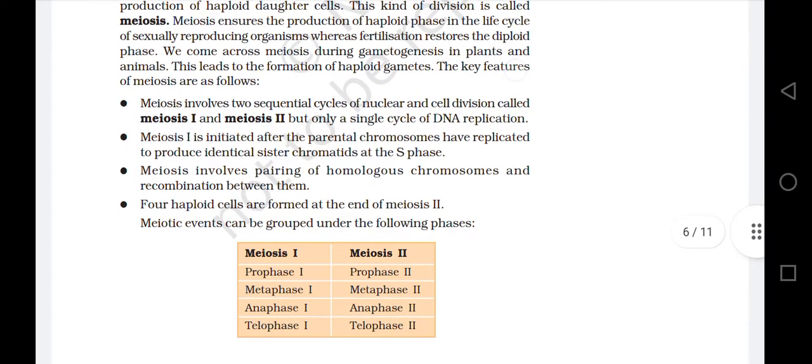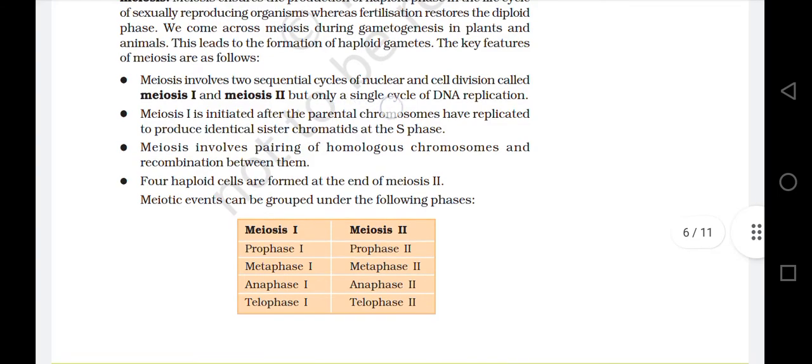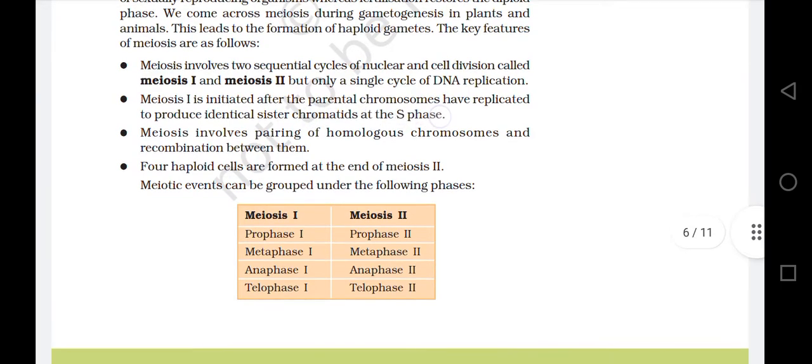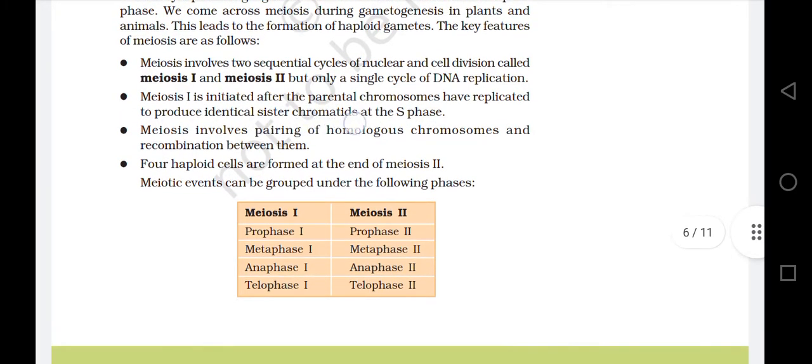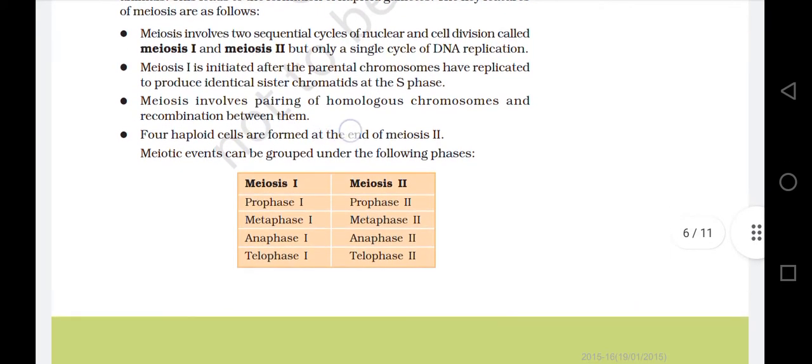The key features of meiosis are as follows. Meiosis involves two sequential cycles of nuclear and cell division called meiosis 1 and meiosis 2, but only a single cycle of DNA replication. Meiosis 1 is initiated after the parental chromosomes have replicated to produce identical sister chromatids at the S phase. Meiosis involves pairing of homologous chromosomes and recombination between them. Four haploid cells are formed at the end of meiosis 2.